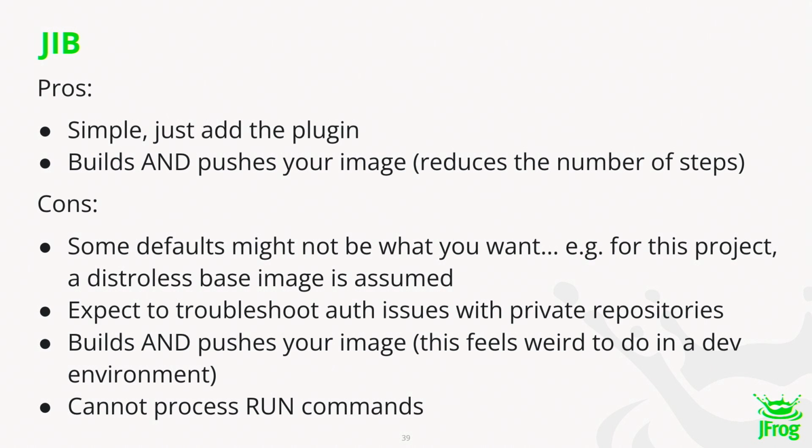And I don't know that I like that it builds and pushes images. This feels weird to me in a development environment. Maybe if you have a registry that is specific for dev images, that's okay. But to me, it seems like too early of a step to be pushing images when you're a developer just making small changes. The last one: it cannot process run commands. So if you rely on some run commands in your Dockerfile, Jib isn't going to work for you. One modification you could make is to have those run commands already in a base image, and then you can use Jib from there. One option for you.